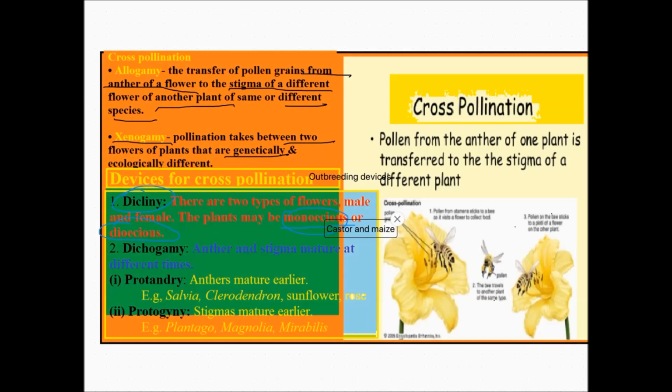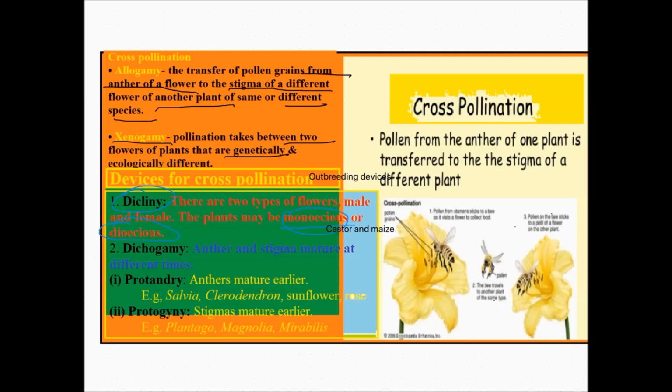Castor and maize. In such a monoecious plant, there is no chance of autogamy, but there may be chance of geitonogamy, because geitonogamy is the transfer of pollen grain from anther to stigma of another flower but on the same plant.